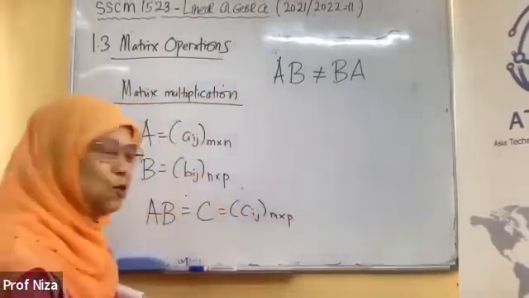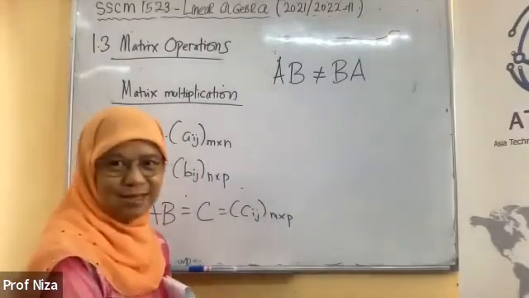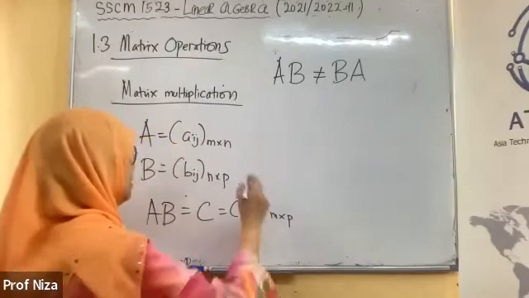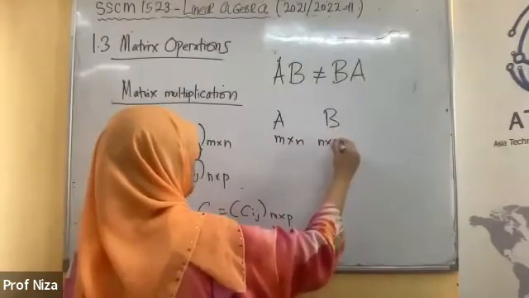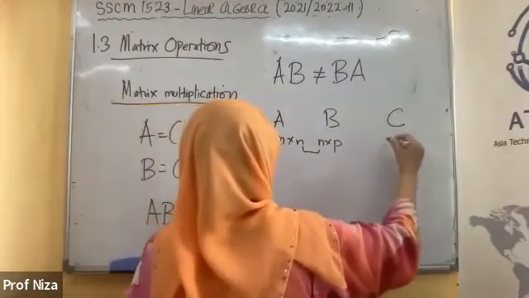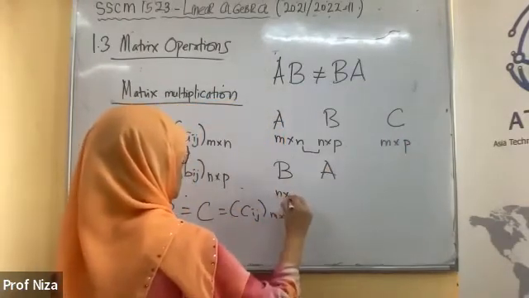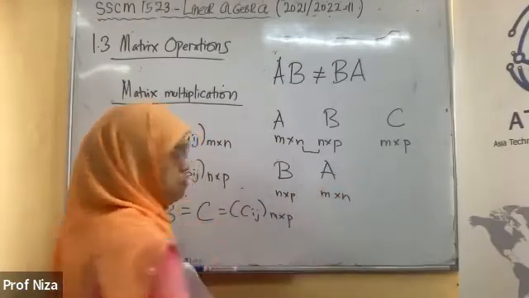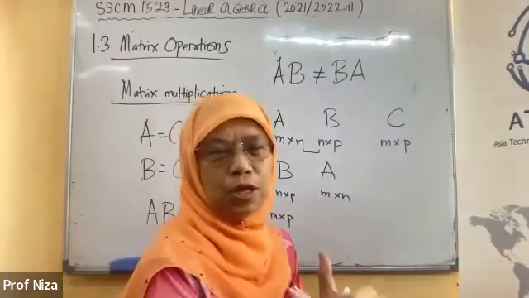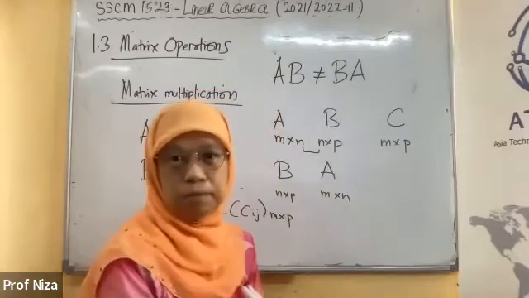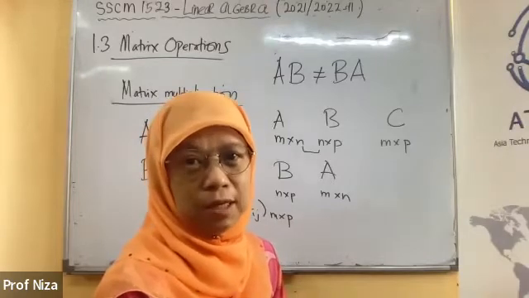Nabil, let me help you a little bit. For this one, can you multiply B times A? If you have A, M by N, B is N by P, right? You will get C, M by P. If you have B, N by P, A, M by N, can you multiply? No, cannot. So the first reason that you cannot do AB is BA is probably the dimension. You cannot even multiply.